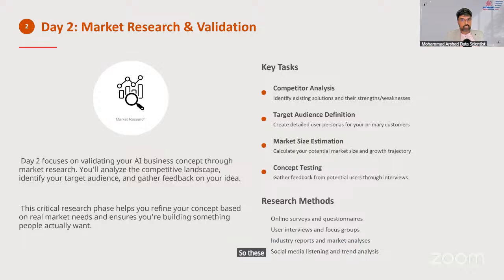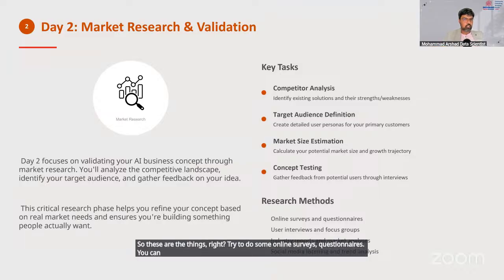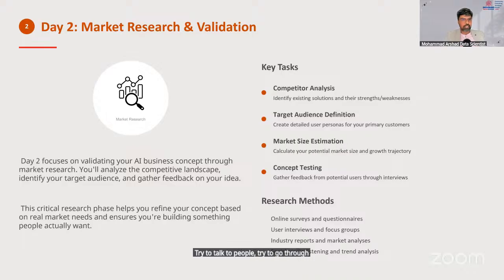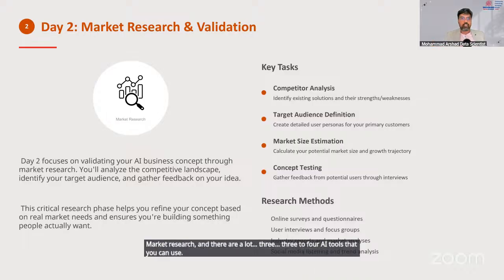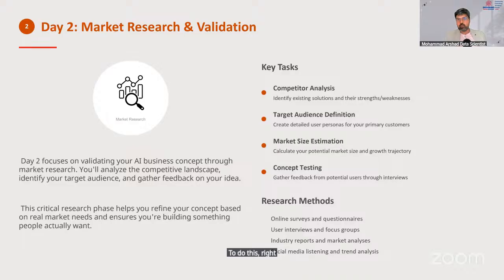So these are the things, right? Try to do some online surveys, questionnaires. You can use our community to also do these things. Try to talk to people, try to go through some analysis of everything, market research, and there are three to four AI tools that you can use to do this. There is a lot of AI. I have shown in videos a few tools as well. You can use DeepSeek, you can use Manus, you can use ChatGPT as well for doing the research.